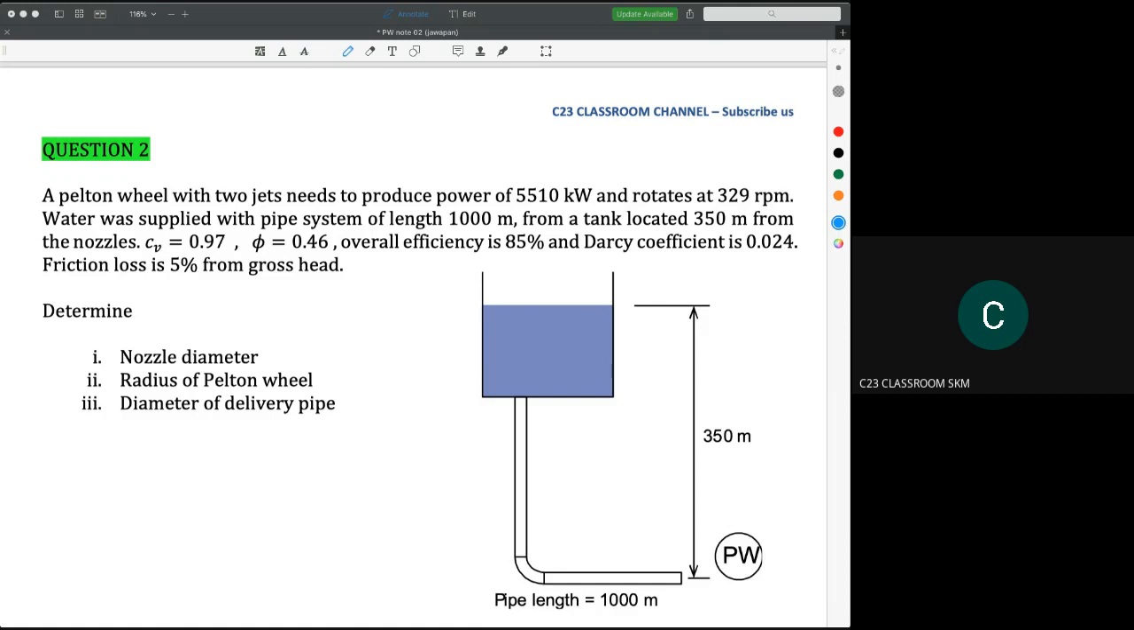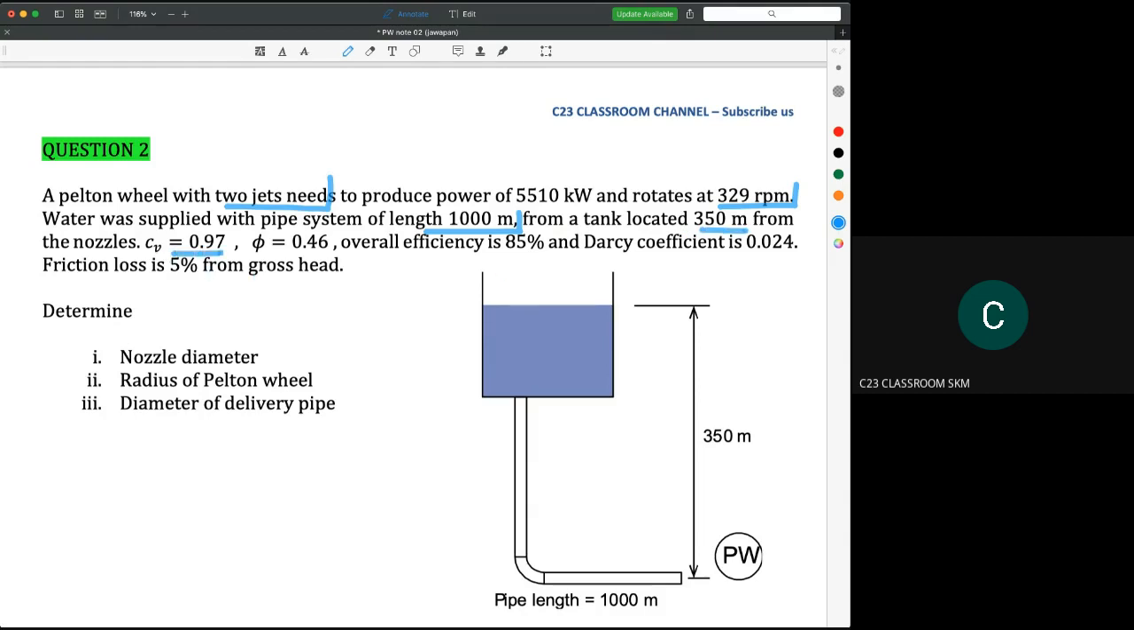This is question number 2. A Pelton wheel with 2 jets needs to produce power of 5,510 kilowatt and rotates at 329 RPM. Water was supplied with a pipe system of length 1,000 meter from a tank located 350 meters from the nozzle.